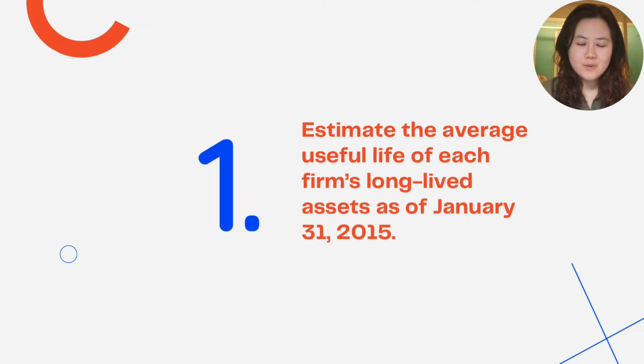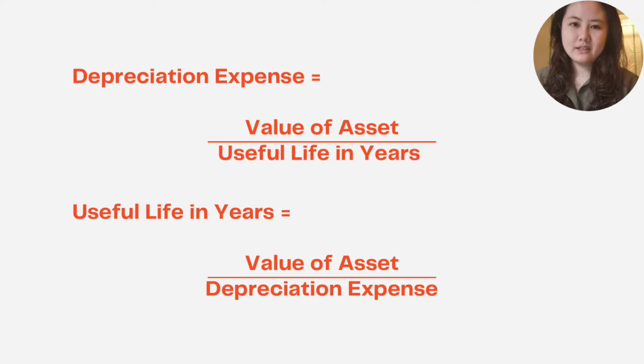For question 1, we are asked to estimate the average useful life of each firm's long-lived assets as of January 31st, 2015. So we know that using the straight line method to calculate depreciation expense, we have to divide the value of the asset by its useful life in years. If we use this formula and just flip around the numbers, in order to calculate the useful life in years, we're going to be dividing the value of the asset by the depreciation expense. These are the values that are given, so this is how we're going to calculate the average useful life in years.